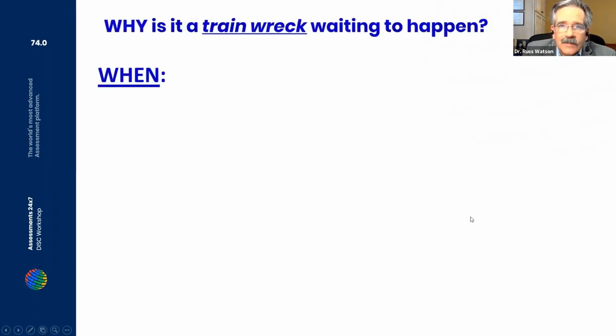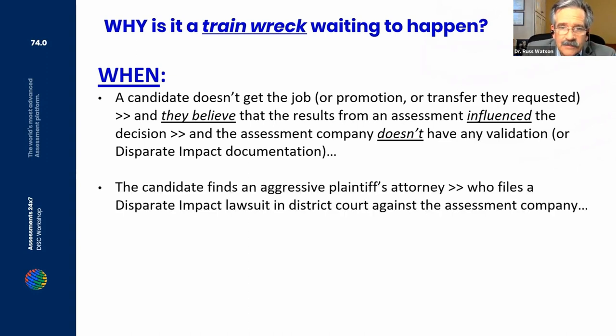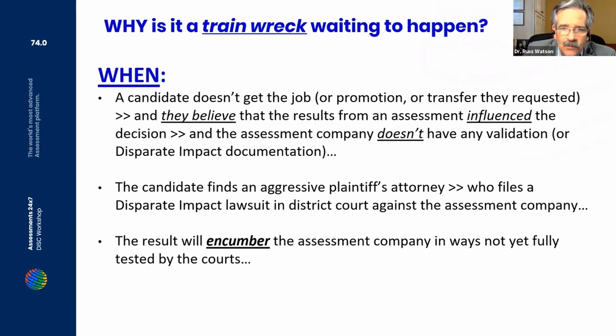Why is it a train wreck? Here's why it's a train wreck. Good colleagues, when a candidate doesn't get a job, or doesn't get a promotion, or doesn't get a transfer that they requested, and the candidate believes the result was due to assessments that influenced the decision, and the assessment company doesn't have disparate impact documentation, all the candidate has to do is find an aggressive plaintiff's attorney who files a disparate impact lawsuit in district court against that assessment company. And that will encumber the assessment company in ways not yet fully tested by the courts.